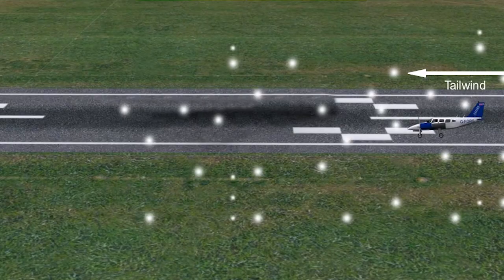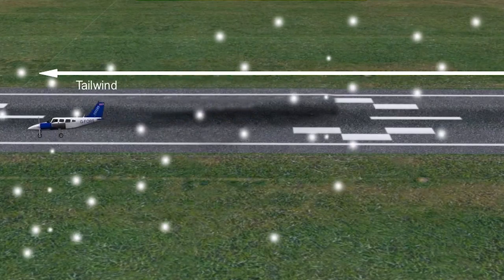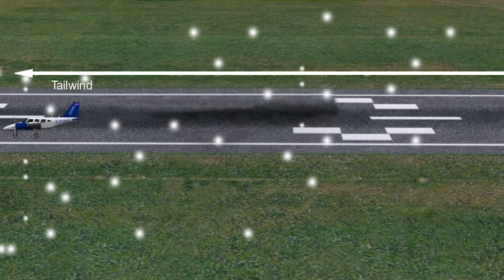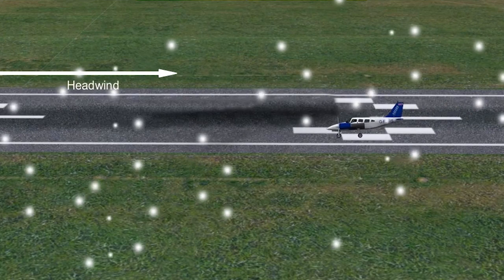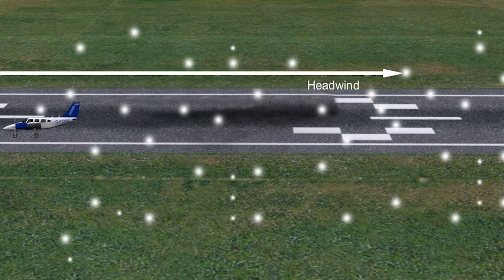Similarly, blowing snow may give a false impression of relative speed. While taxiing with a tailwind, the following snow will create the illusion that one is going slower than in reality, or a headwind may make one believe that one is going faster than in reality.